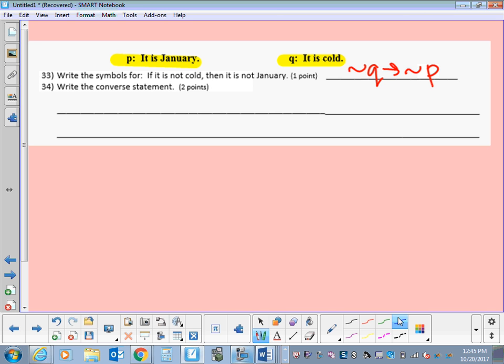So think about it. What does converse mean? It's opposite, so we have to change the order. So instead of P to Q, it's going to be Q to P. So what's my sentence? If it is cold, then it is January. All we did was switch my P and my Q. You will see that on your test.